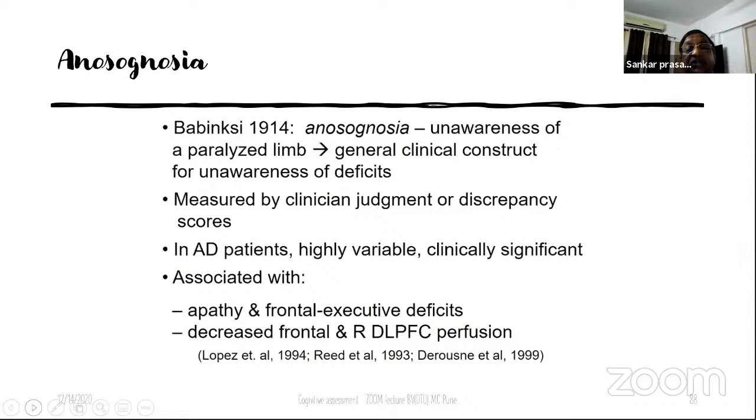Anosognosia is usually called unawareness of a paralyzed limb. That's how it has come, but now it is applied for all the clinical constructs of unawareness of deficits. It's measured by clinical judgment or discrepancy scores. In Alzheimer's disease patients, it's highly variable, but clinically significant.